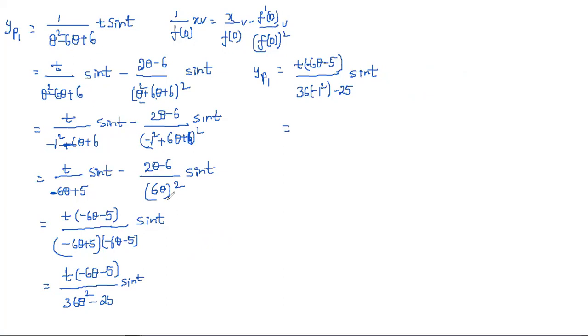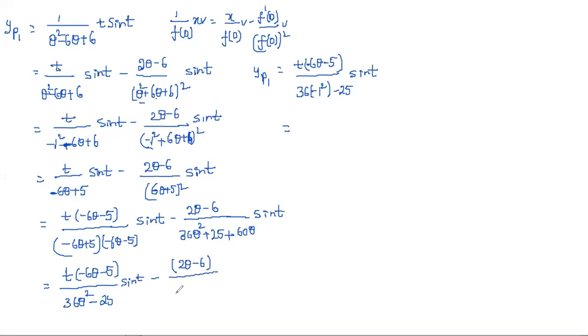See here, sine t, here it is having 6 theta plus 5 whole square. 6 theta plus 5, this is 6, not 1. So 6 theta plus 5 whole square minus of 2 theta minus 6 by. Expand this one by a plus b whole square: 36 theta square plus 25 plus 60 theta into sine t.